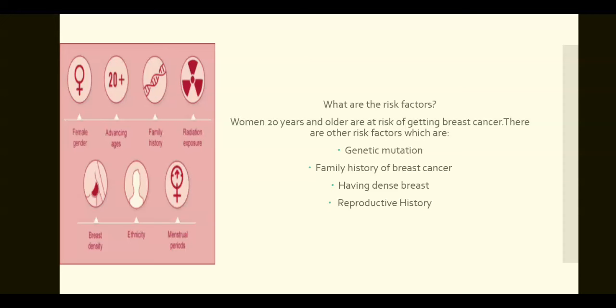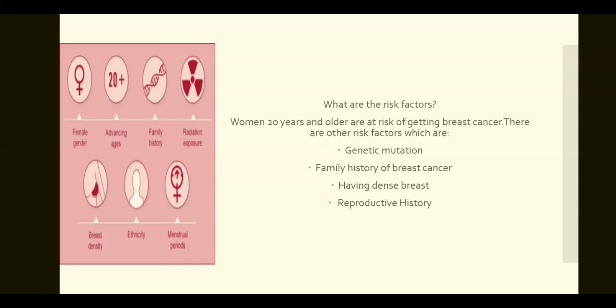Advancing in age, that's 20 years. We have family history, radiation exposure, breast density, ethnicity, and menstrual period. So women 20 years and older are at risk of getting breast cancer.